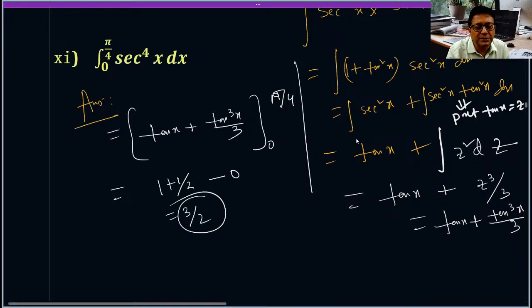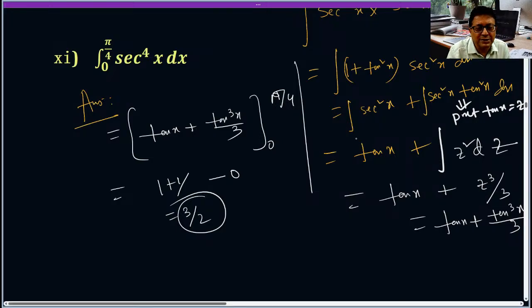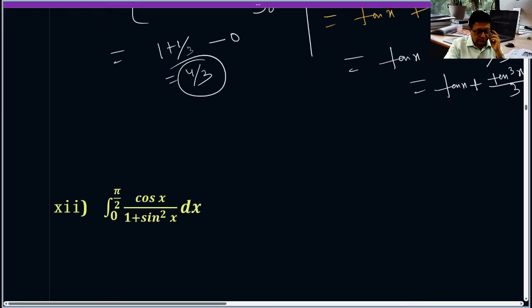Yeah, this will be 1 by 3. I wrote 1 by 3, but when I am calculating, I forgot. So this is 4 by 3. Answer is totally changed. 4 by 3.